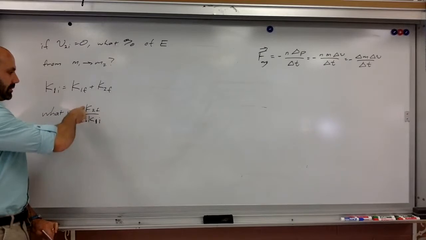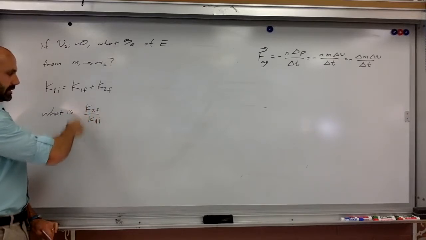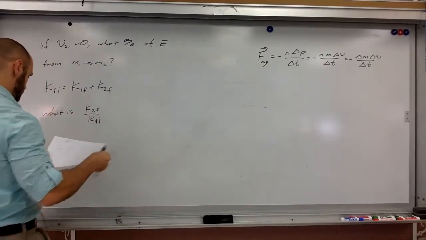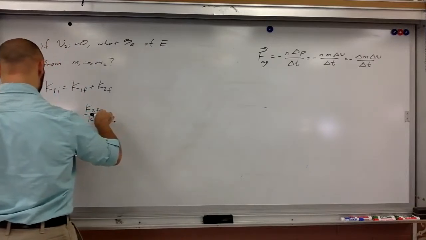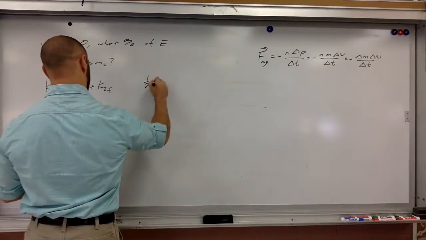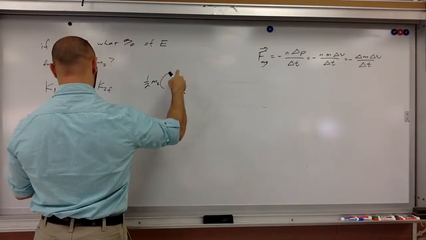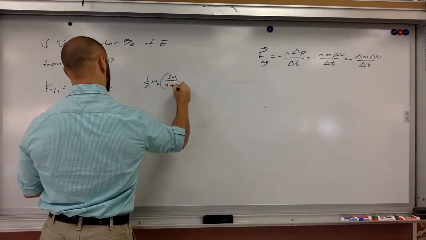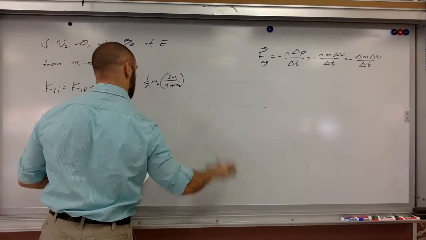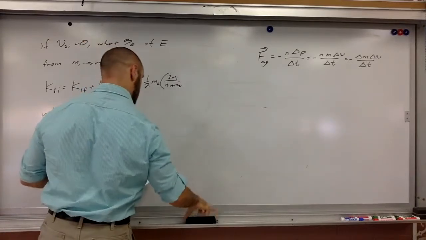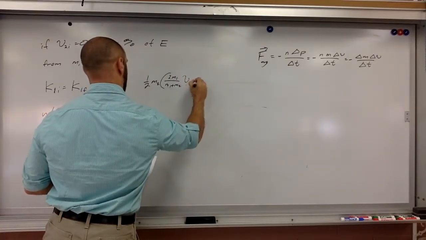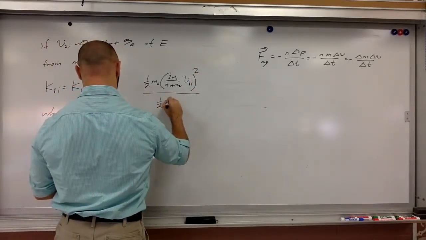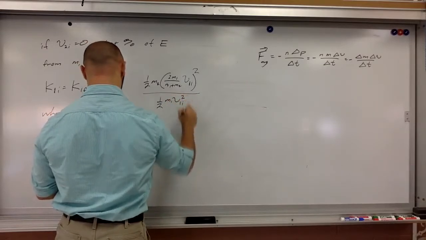So what percentage, what ratio of this is now in this? So the ratio of K2F to K1I. All right, so let's take a look. K2F is going to look like this: 1/2 M2, and then this final velocity, we can plug in what we had before, M1 over M1 plus M2 times V1I squared, over 1/2 M1 V1I squared.